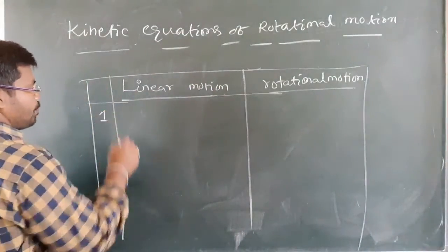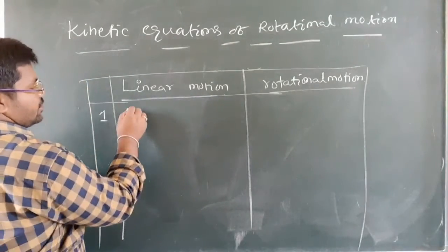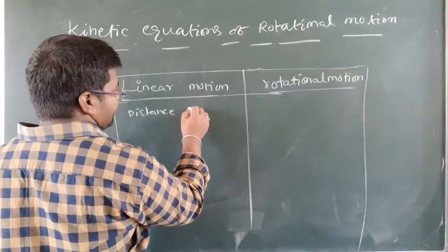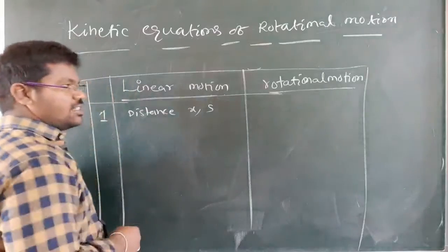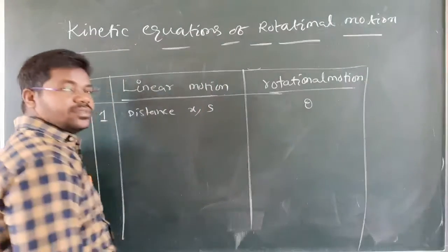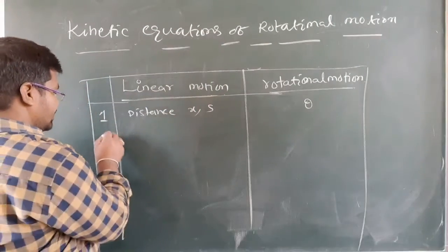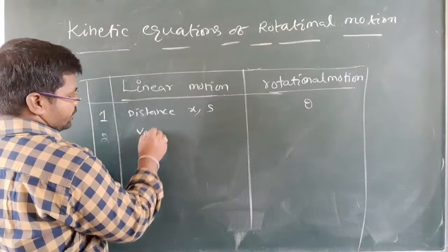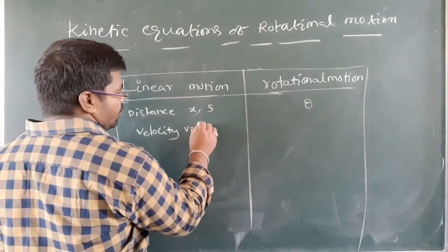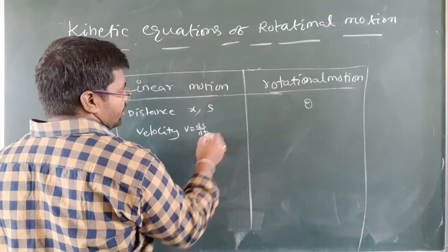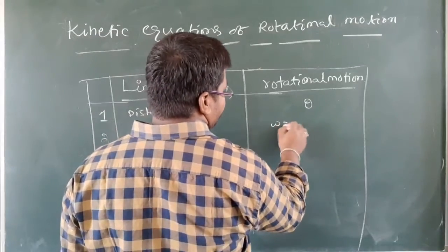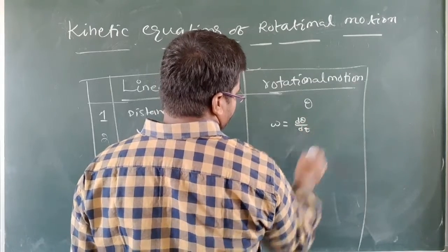Okay, here first one, distance or displacement. It is denoted x or s like that. Here angular displacement is denoted theta. Okay, understand? Then second one, speed or velocity: v is equal to ds by dt. Here angular velocity, omega is equal to d theta by dt.